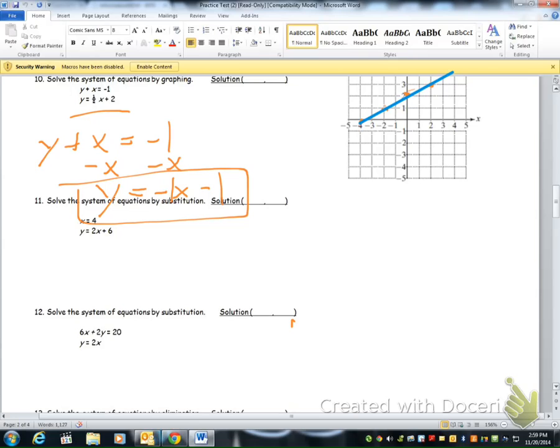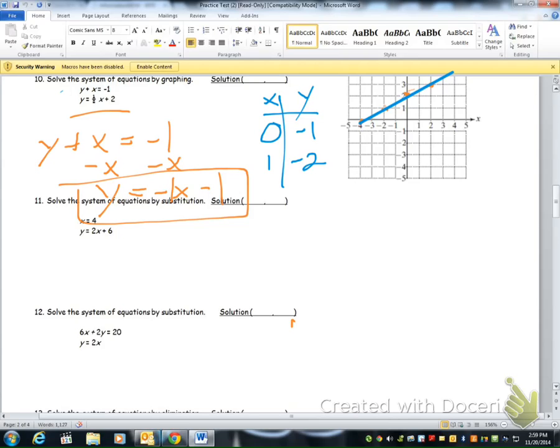Or you can make a t-table and just pick some x values, like let x be 0. So y plus 0 equals -1, so y would equal -1. And then you can say y plus 1 is -1, so y would have to be -2. So you can plug in points that way. Either way will get you the exact same line. So it's up to you.